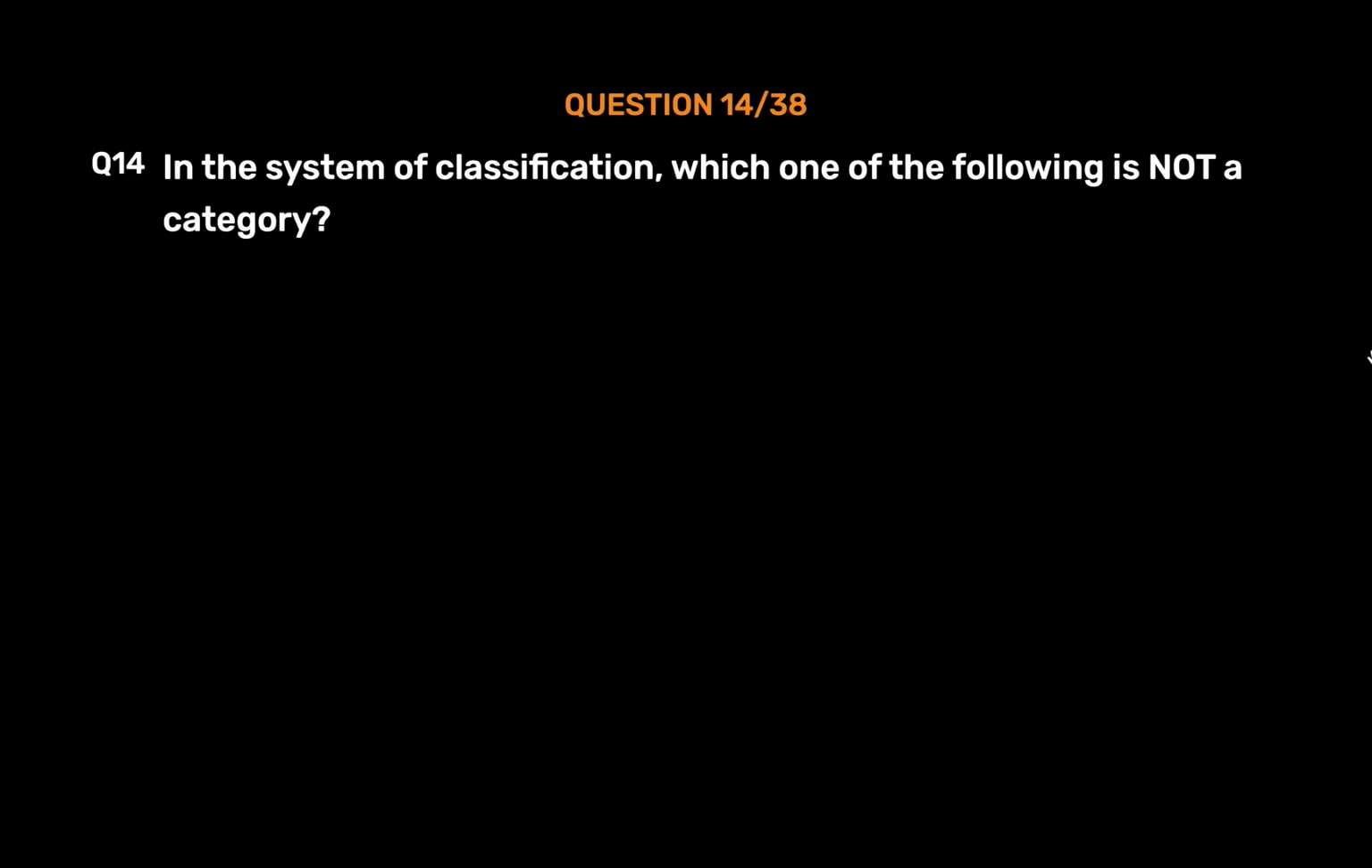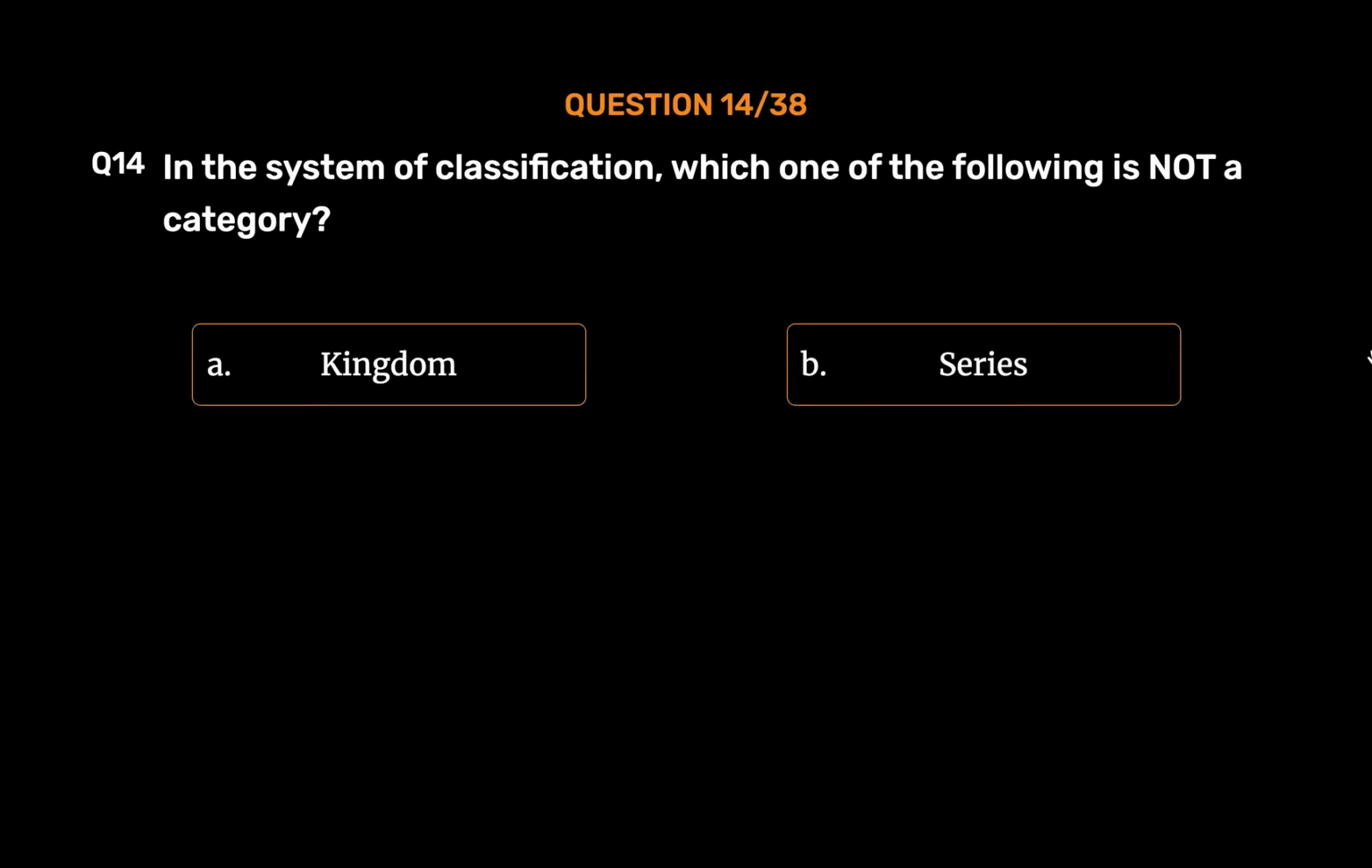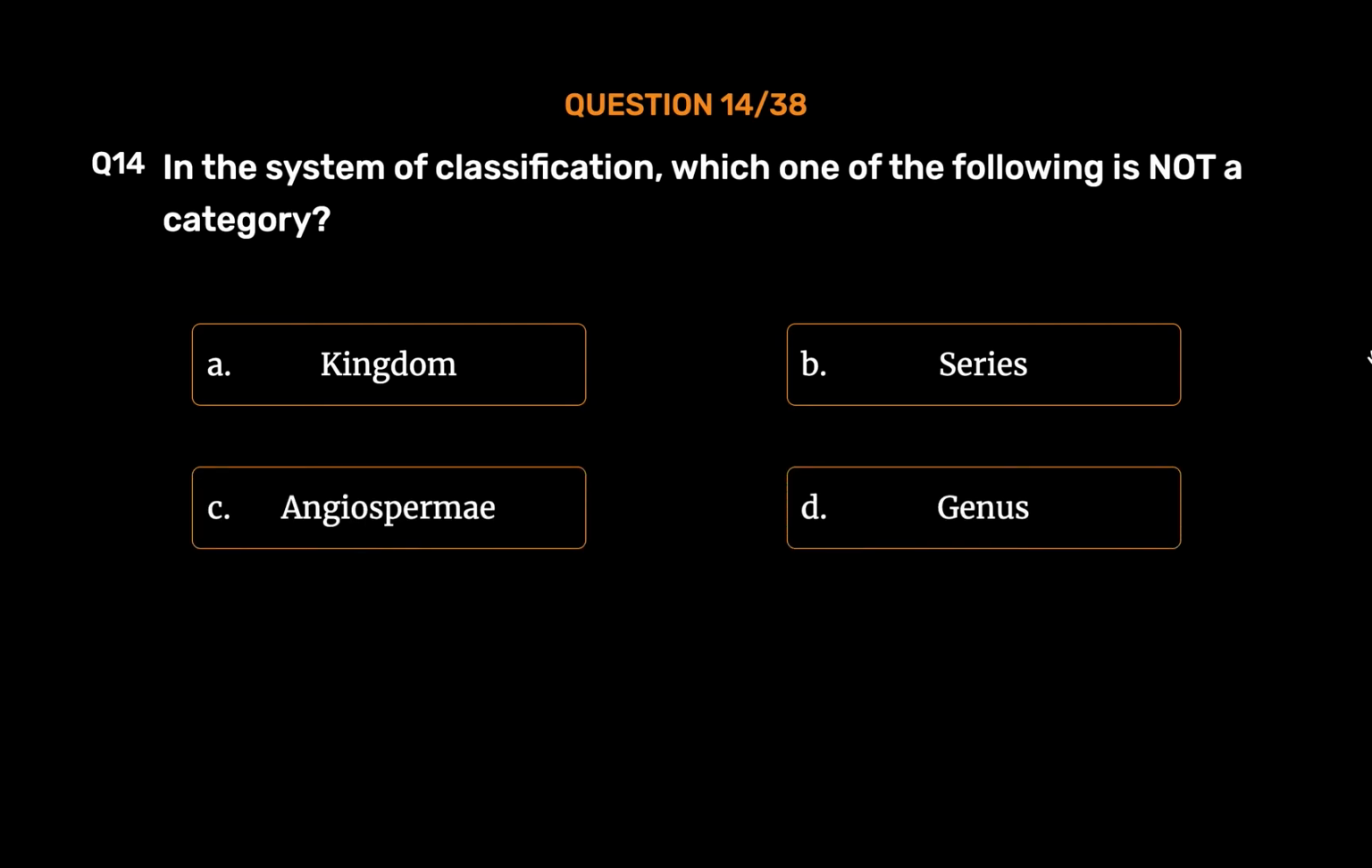Question number 14. In the system of classification, which one of the following is not a category? Option A. Kingdom. Option B. Series. Option C. Angiospermae. Option D. Genus. The correct answer is Option B.